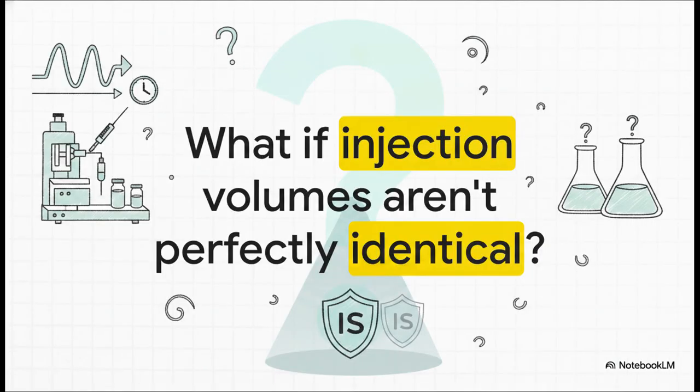Which brings us to a critical limitation to ponder as we wrap up. The external standard method is truly brilliant for automated, repetitive analysis under perfect, controlled laboratory conditions. But what happens when reality strikes? What happens when our injection volumes aren't perfectly identical, or the instrument stability naturally fluctuates over a long 12-hour run? How do we confidently measure precise quantities then? Well, that is precisely where the internal standard method steps into the spotlight.